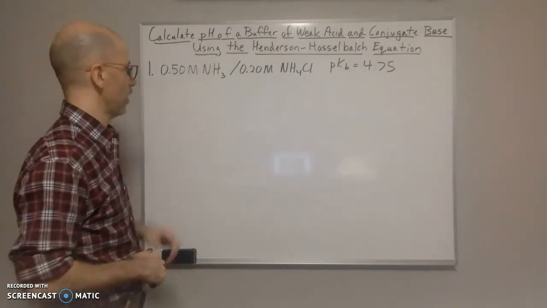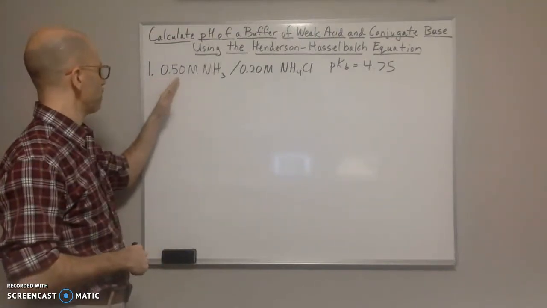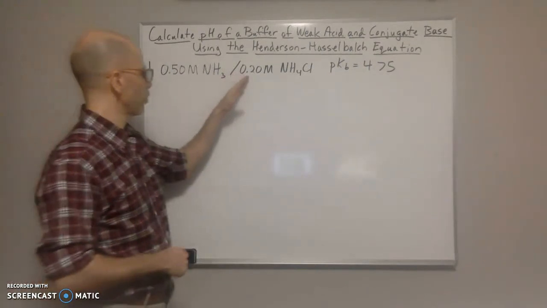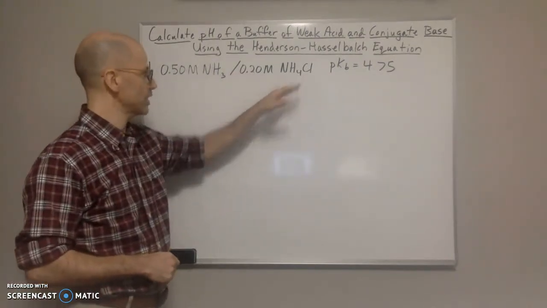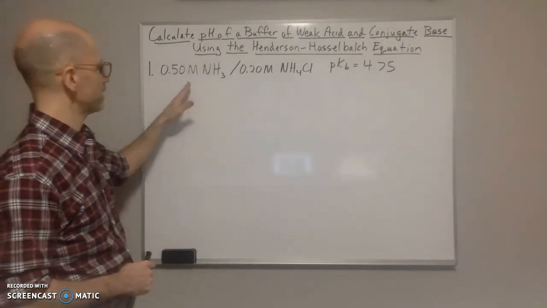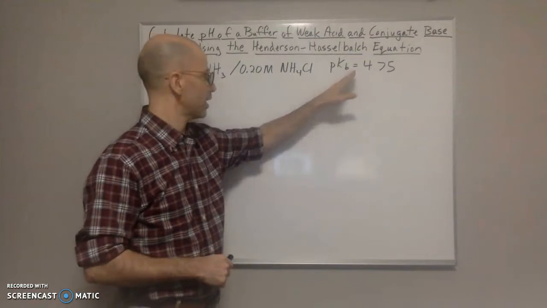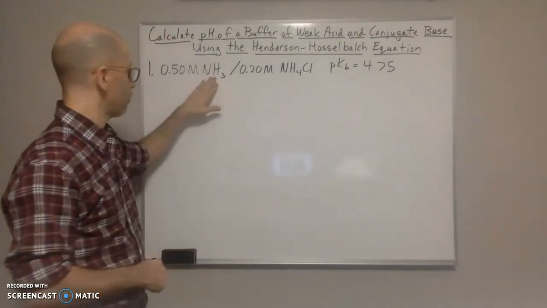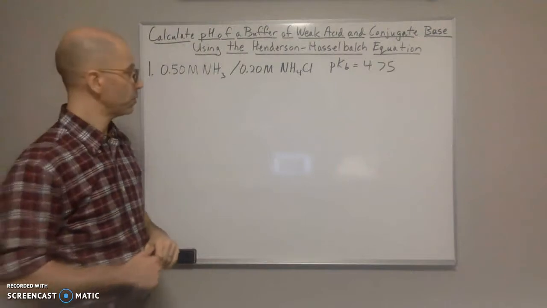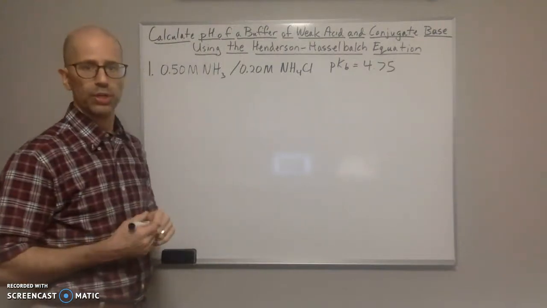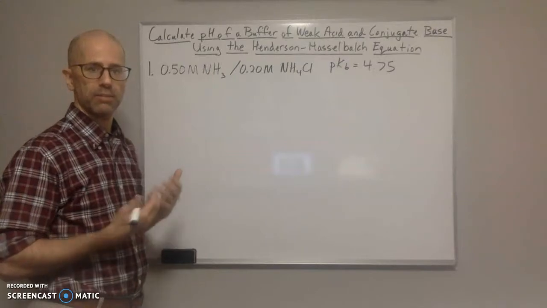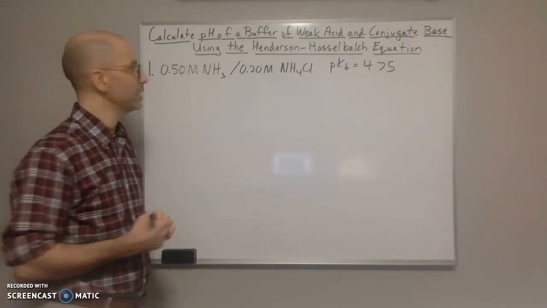So here in this example, we have a 0.50 molar NH3, 0.20 molar NH4Cl buffer. And in this case, the pKb of ammonia is 4.75. What I'm going to show you is how to figure out the pH using the Henderson-Hasselbalch equation.